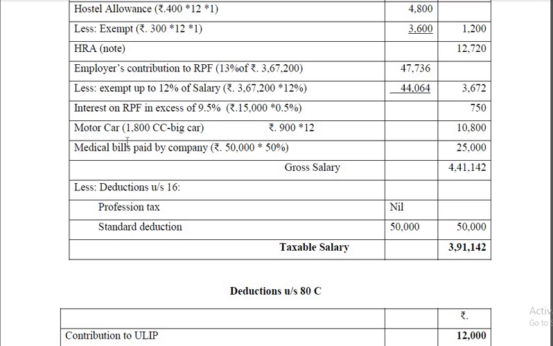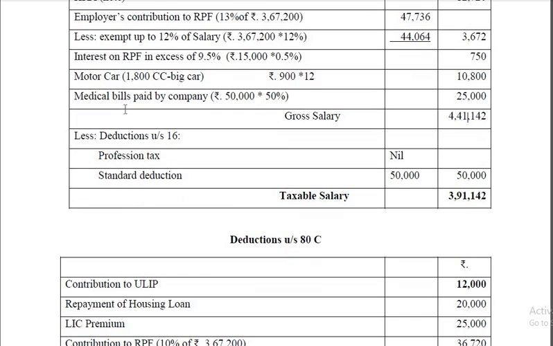Motor car 1800 cc. So big car, so rupees 900 per month, 900 into 12. And then medical bills paid by the company. 50% of the medical bill is reimbursed by the employer. Therefore 50% of 50,000 is 25,000. So gross salary is 4,41,142.